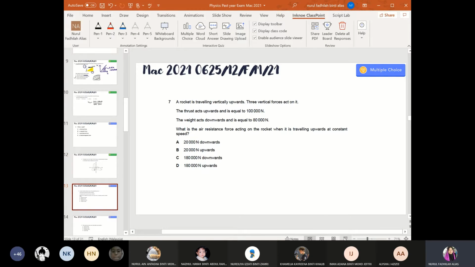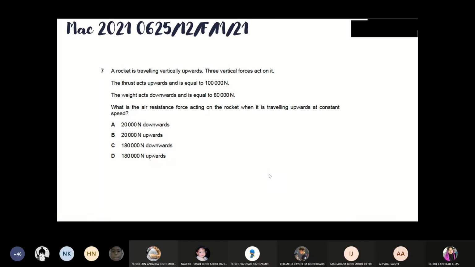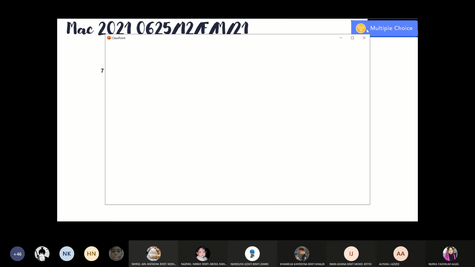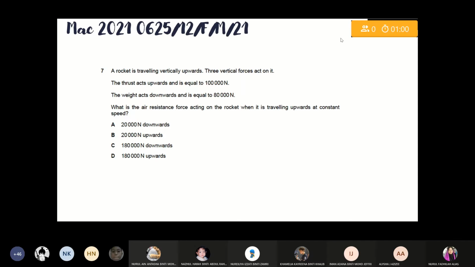Alright, okay, so ni, this is also another easy question. A rocket is traveling vertically upwards, 3 vertical forces act on it, the thrust acts upwards. Okay, kalau saya dapat soalan macam ni, saya macam buat sikit. So when I draw the free body diagram, I label all the forces and then I will get the answer.